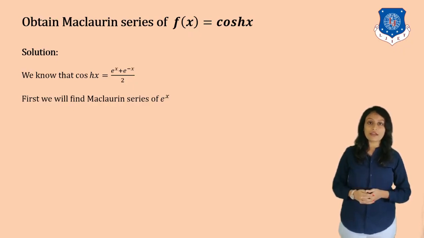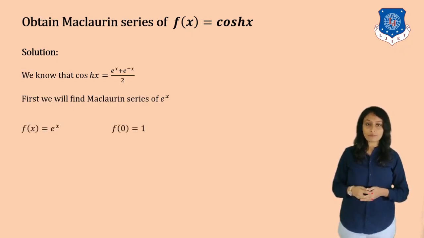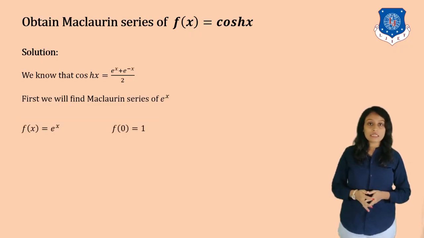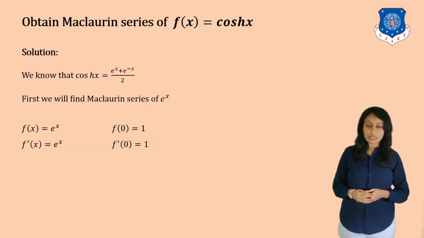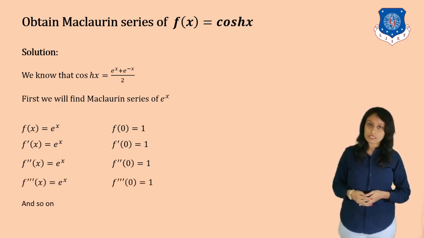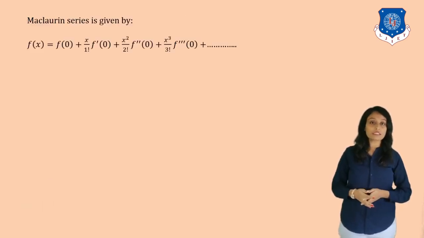Firstly, let's find the Maclaurin series of e^x. Now the function f(x) is what? e^x. Again Maclaurin series is asked, so we have to find at 0, right? So f(0) will be 1. Next its derivative, f'(x), that is e^x. Again its value at 0 is 1. Next f''(x), again e^x, value again 1. Similarly we have the third derivative. Now we'll find its Maclaurin series. So the formula for Maclaurin series is what?